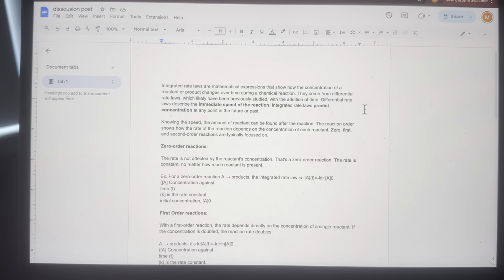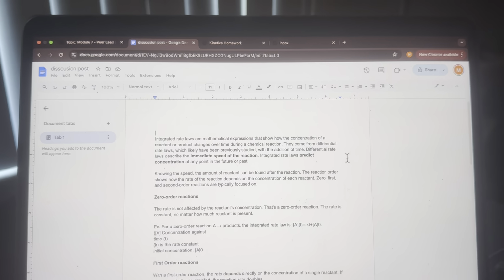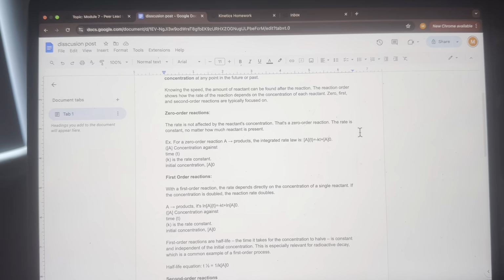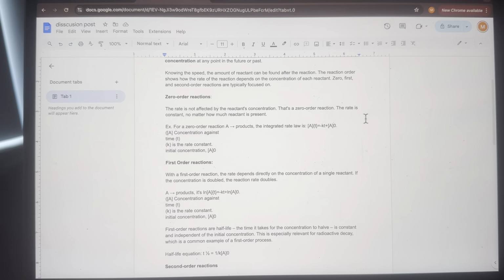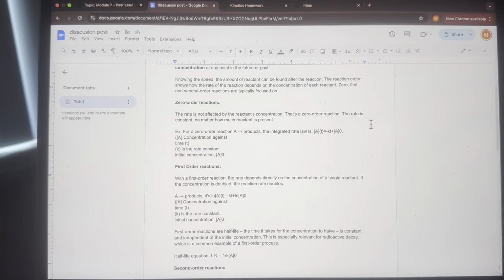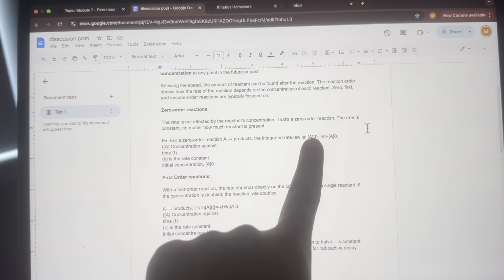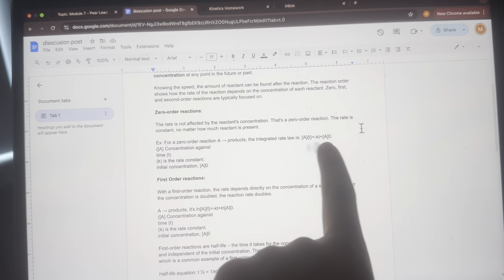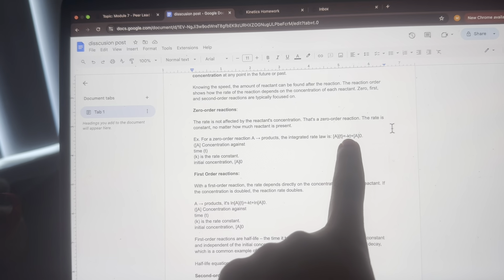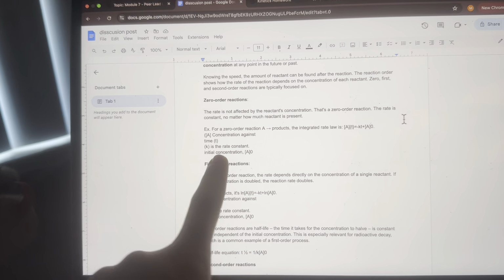Knowing the speed, the amount of reactant can be found after the reaction. And here we go, we're going to talk about zero, first, and second order. For zero order reactions, the rate is not affected by the reactant's concentration, and the rate is constant no matter how much reactant is present. This is the equation: A stands for the concentration against time, K stands for the rate constant, and A0 stands for the initial concentration.